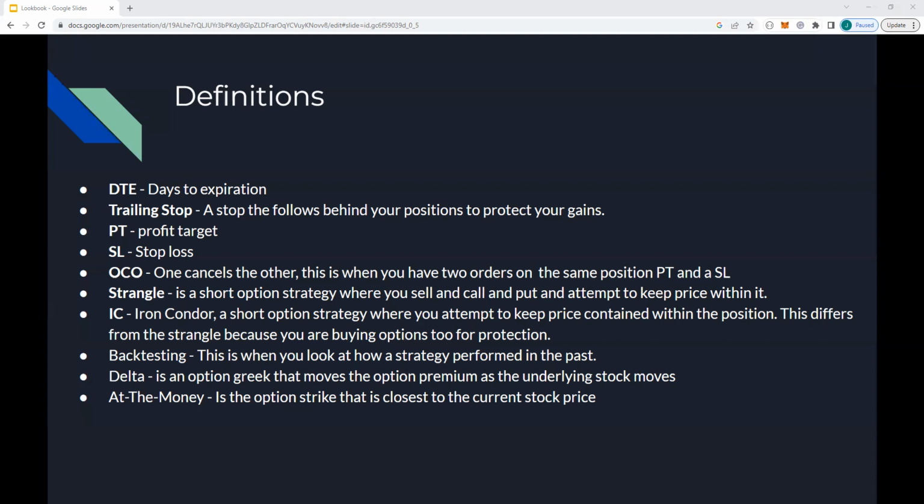OCO is one cancels the other. There is a feature in Thinkorswim, and other brokerages will have this feature as well. Essentially, you can put in both your profit target limit and your stop loss limit or your trailing stop. I used to have Tasty Trade maybe a month ago, and I had to switch to Thinkorswim because they didn't provide the OCO bracketing functionality for multi-legged positions. They only did it for naked calls and puts.